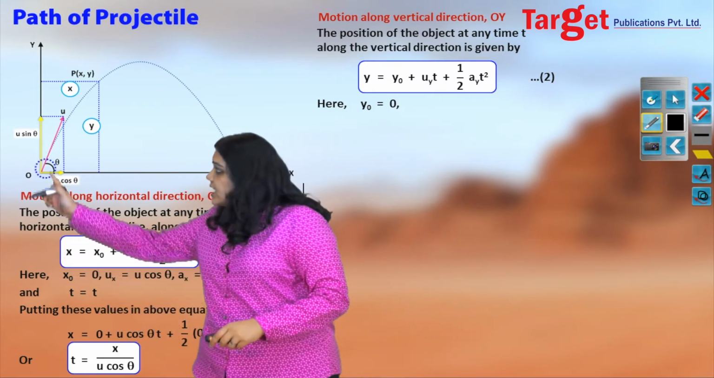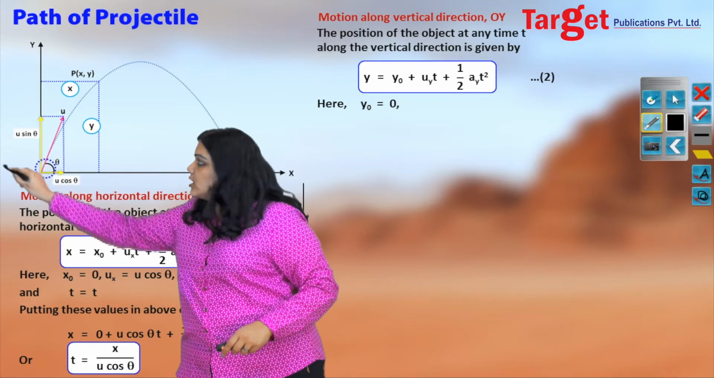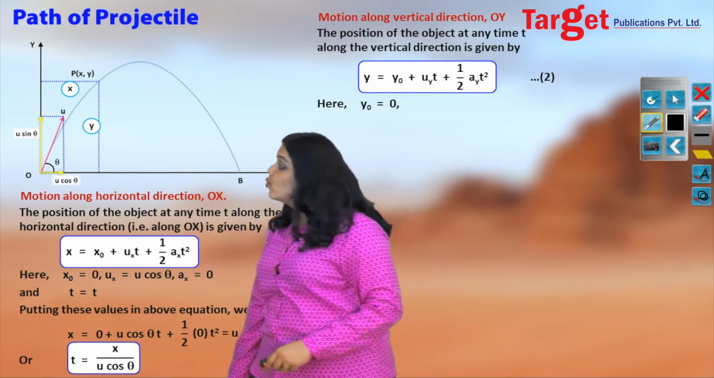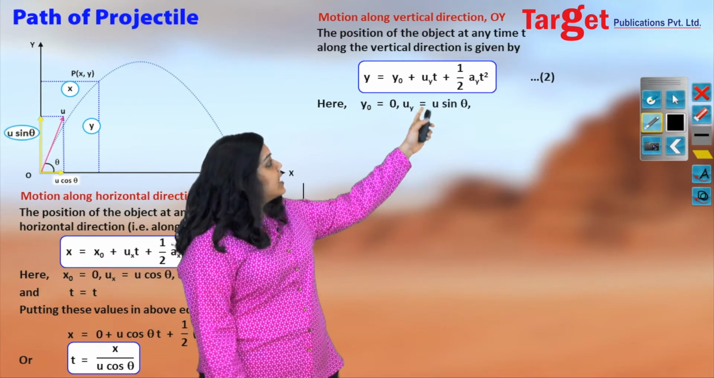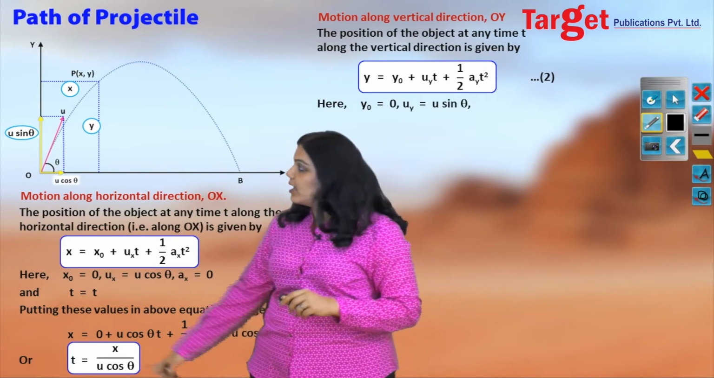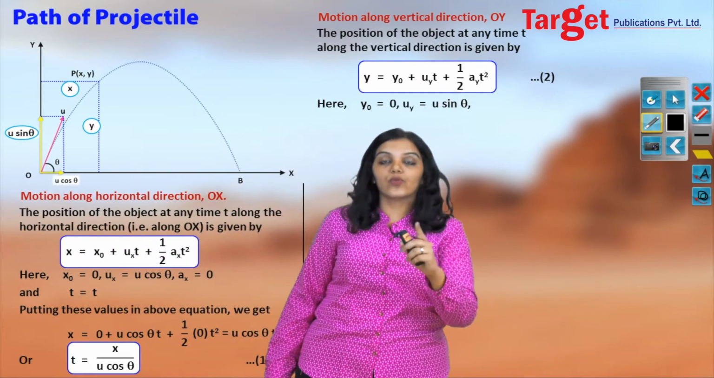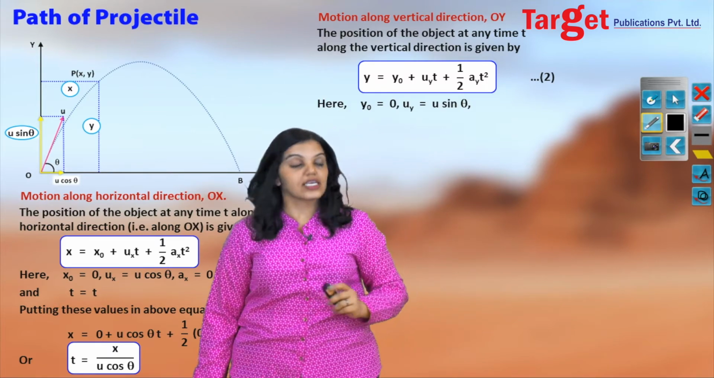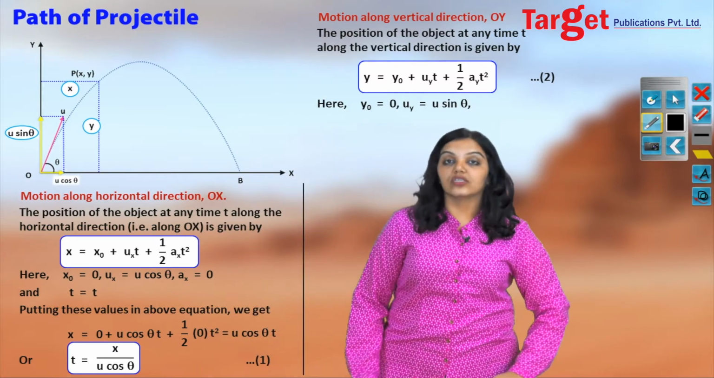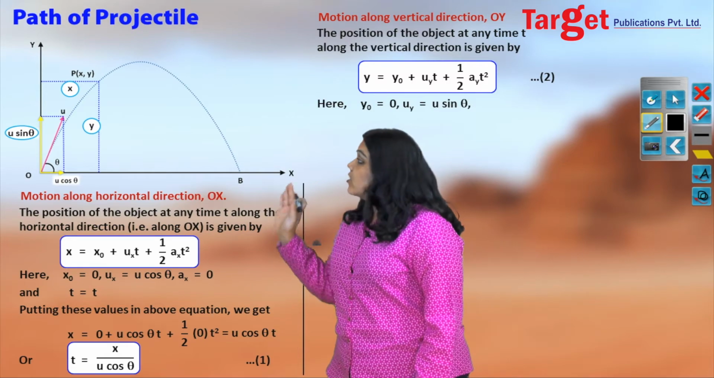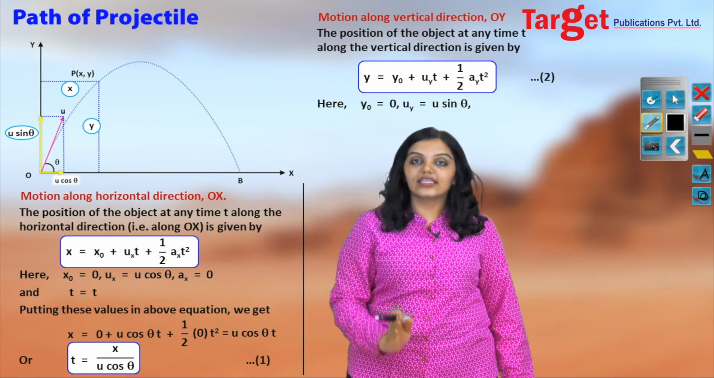Let's also see that the initial velocity along the y direction is u sine theta. So I say that uy is nothing but u sine theta. What is ay? Now this is where it is important to take notice.